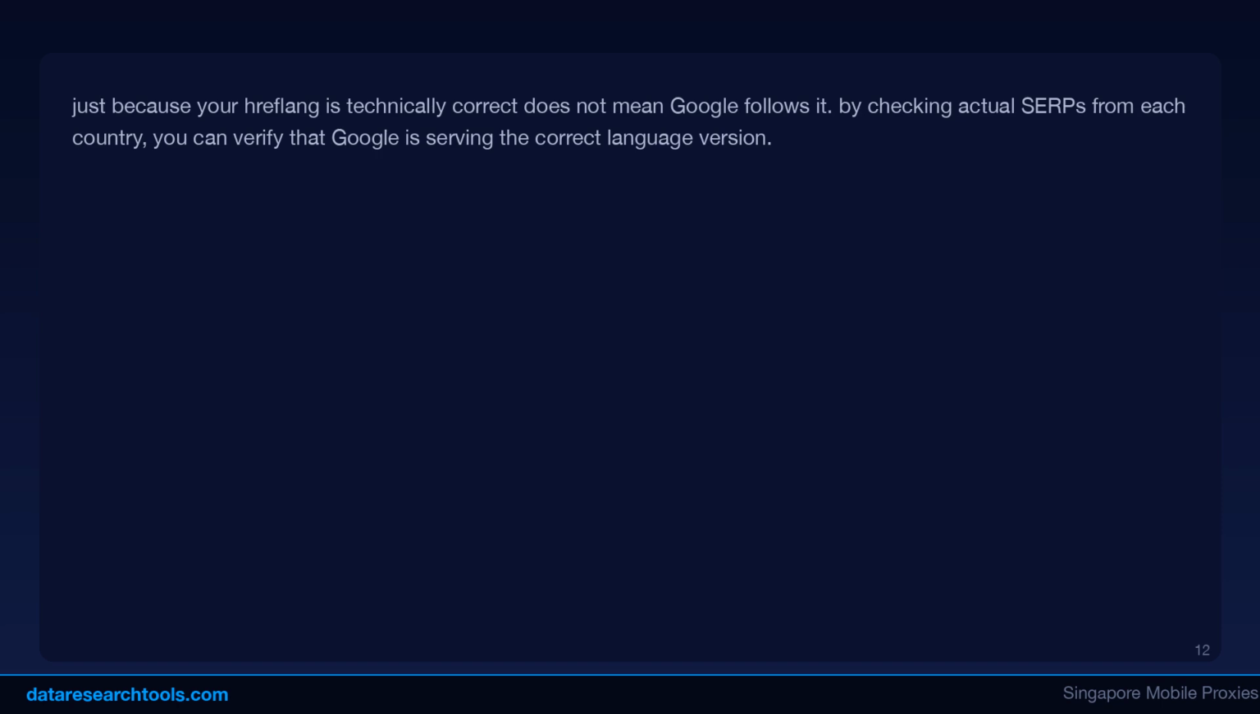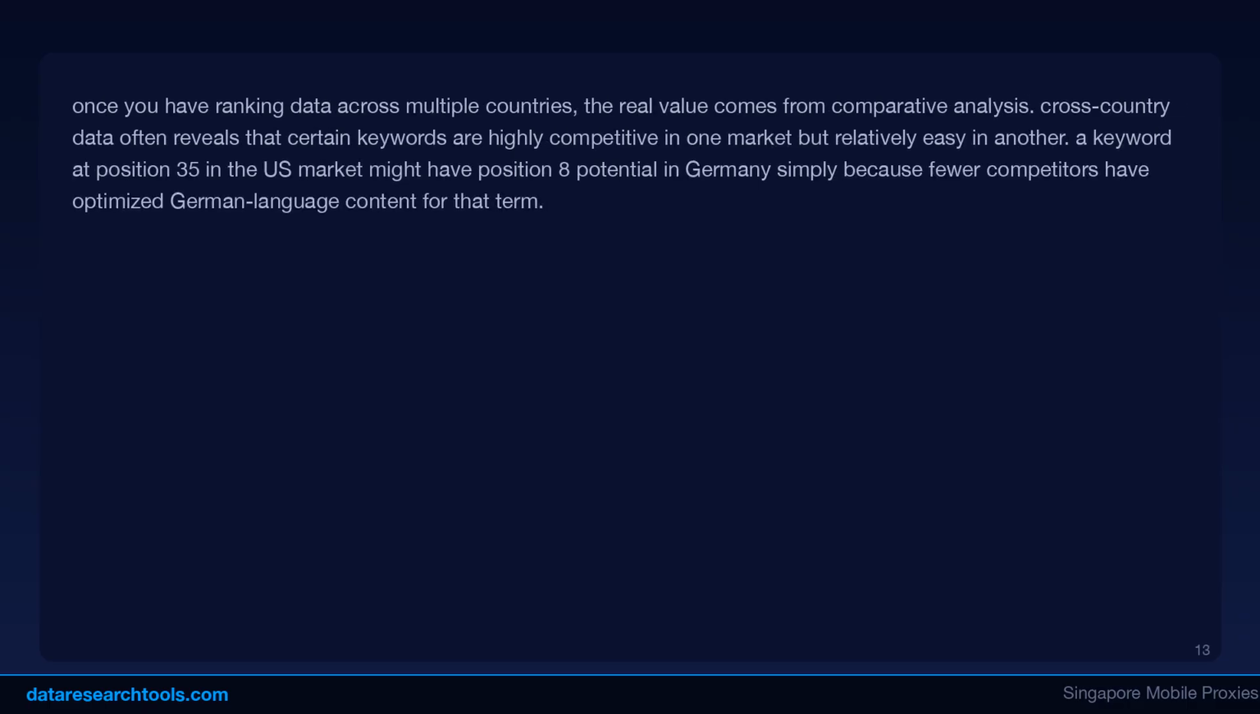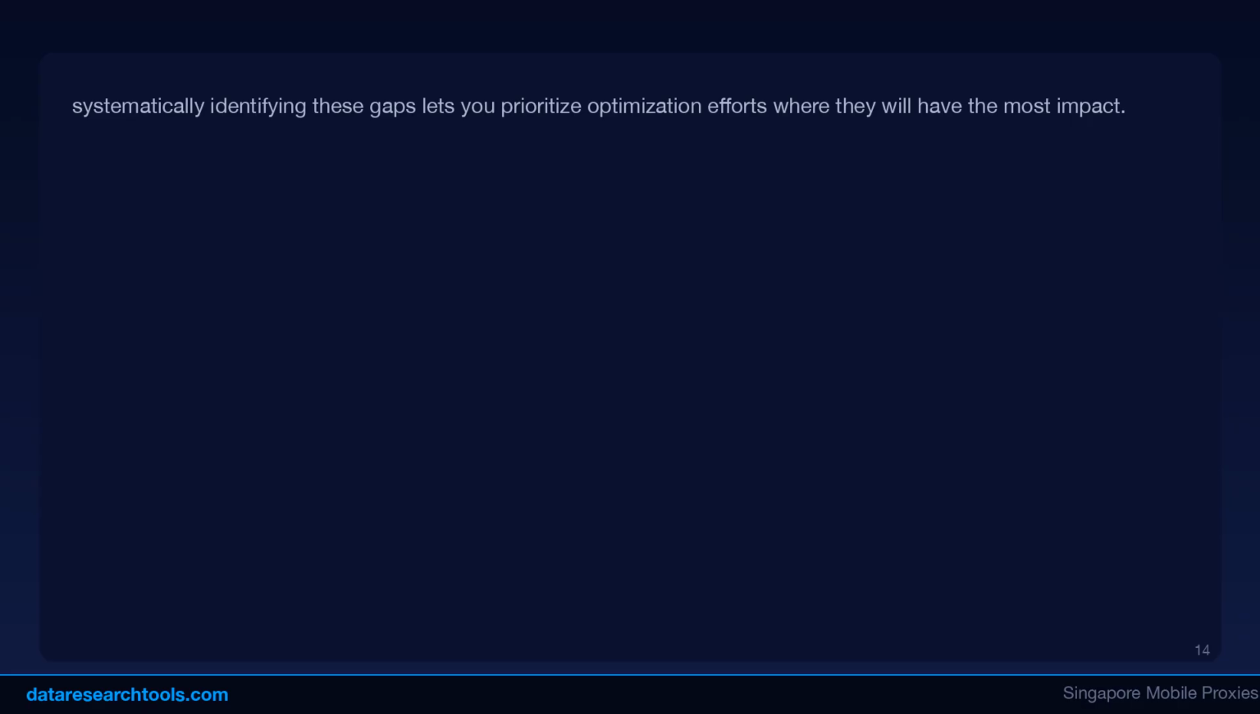Incorporate Hreflang checking into your scraping routine by crawling your own pages through proxies in each target country. For each page, extract all Hreflang tags. Verify that each linked page returns a 200 status code. Confirm return links exist on the target pages. Validate language and country codes against ISO standards. And compare the page Google actually shows in each country against your Hreflang expectations. Just because your Hreflang is technically correct does not mean Google follows it. By checking actual SERPs from each country, you can verify that Google is serving the correct language version.